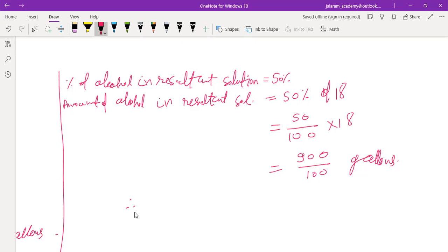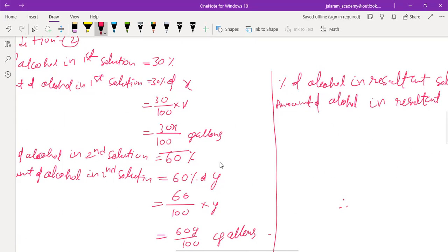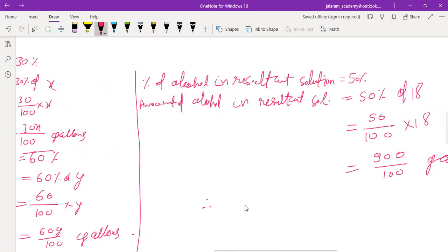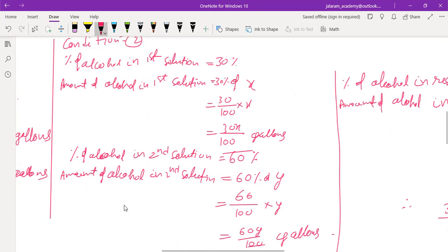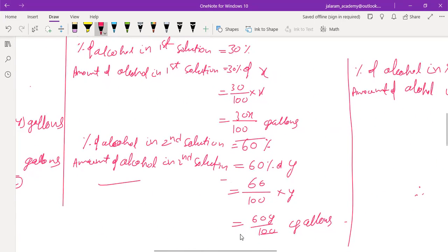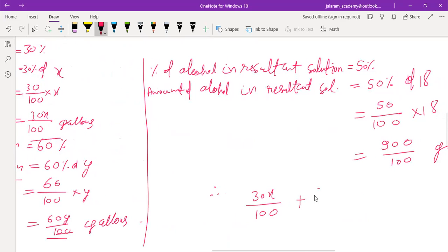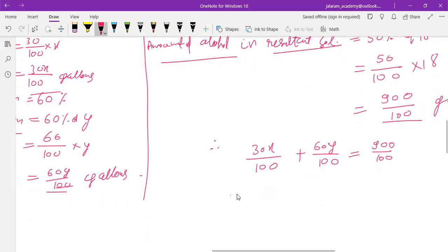Why? According to the question, consider the total quantity of alcohol in both solutions. The first solution has 30x by 100 gallons of alcohol. The second solution has 60y by 100. And on adding, the total quantity of alcohol in the resultant solution is 900 by 100. So all are equal, and 100 will be cancelled out from all three. So 30x plus 60y equals 900.